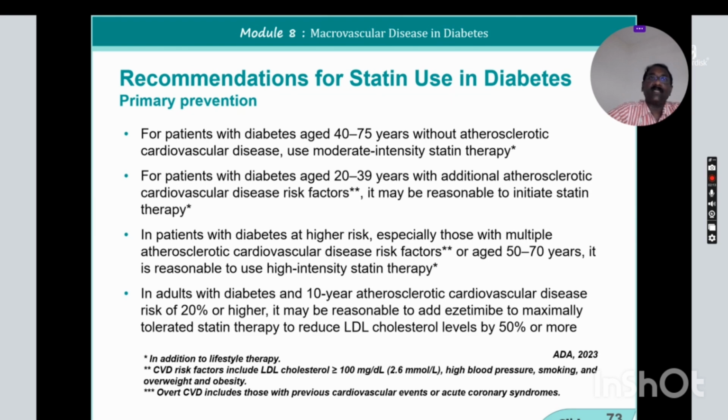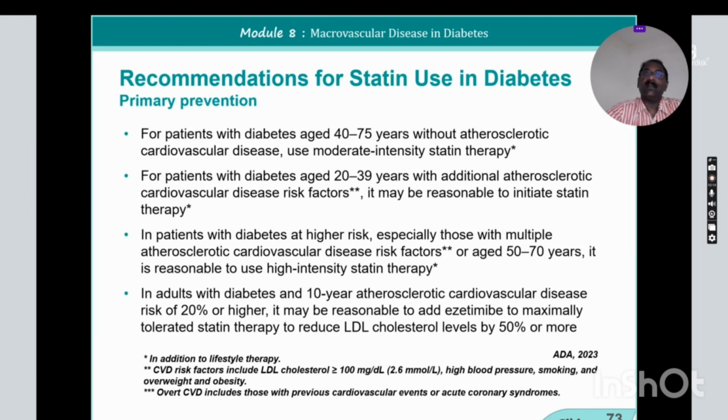So 10 mg of rosuvastatin or 20 milligrams of atorvastatin is moderate intensity statin. 40 milligrams of atorvastatin or 20 milligrams of rosuvastatin, or 80 milligrams of atorvastatin or 40 milligrams of rosuvastatin, that is a high intensity statin therapy. So atorvastatin up to 20 milligrams is moderate, or rosuvastatin up to 10 is moderate, or rosuvastatin 20 or 40 and atorvastatin 40 and 80 is high intensity.